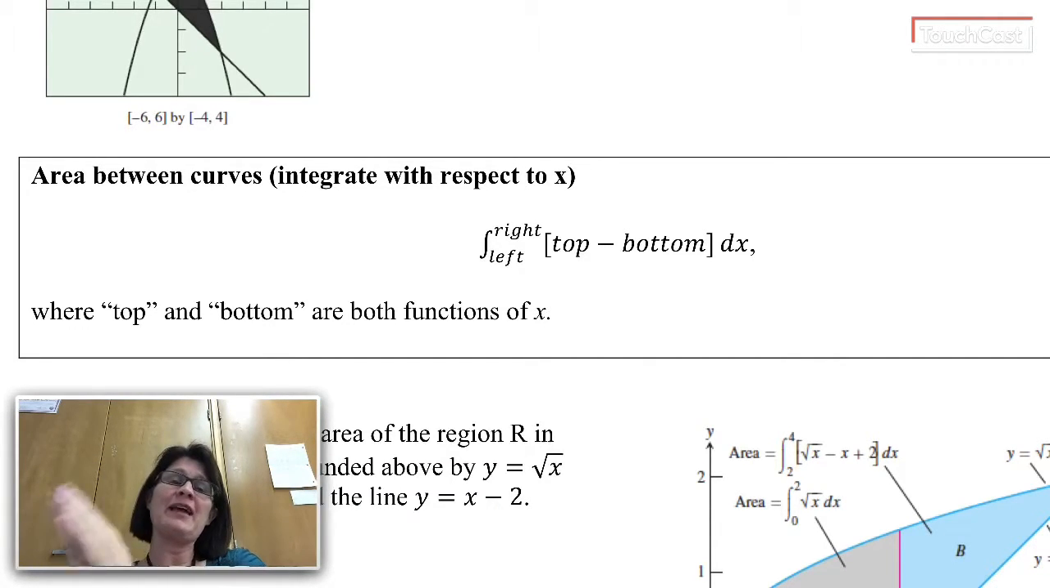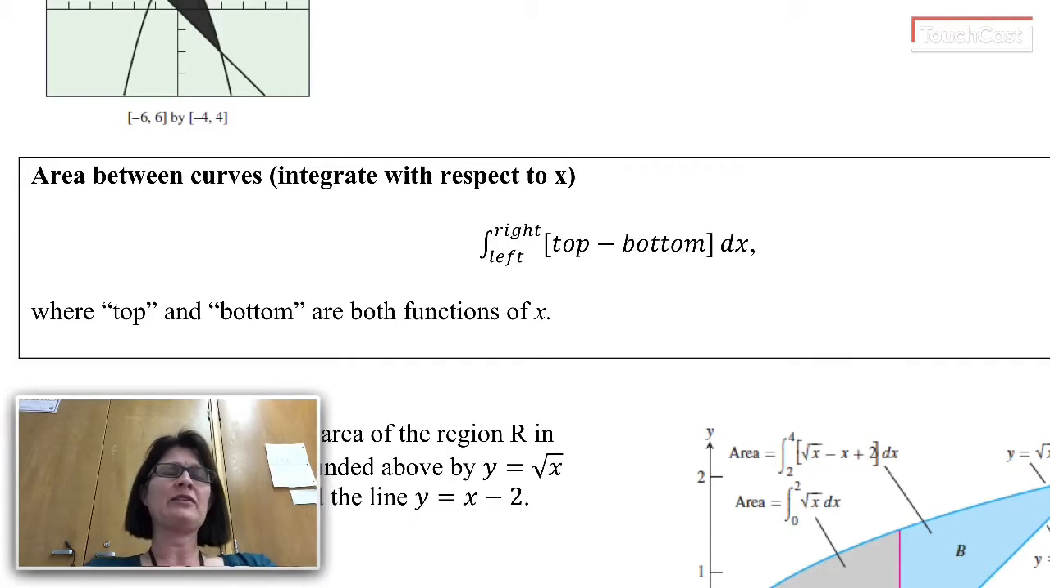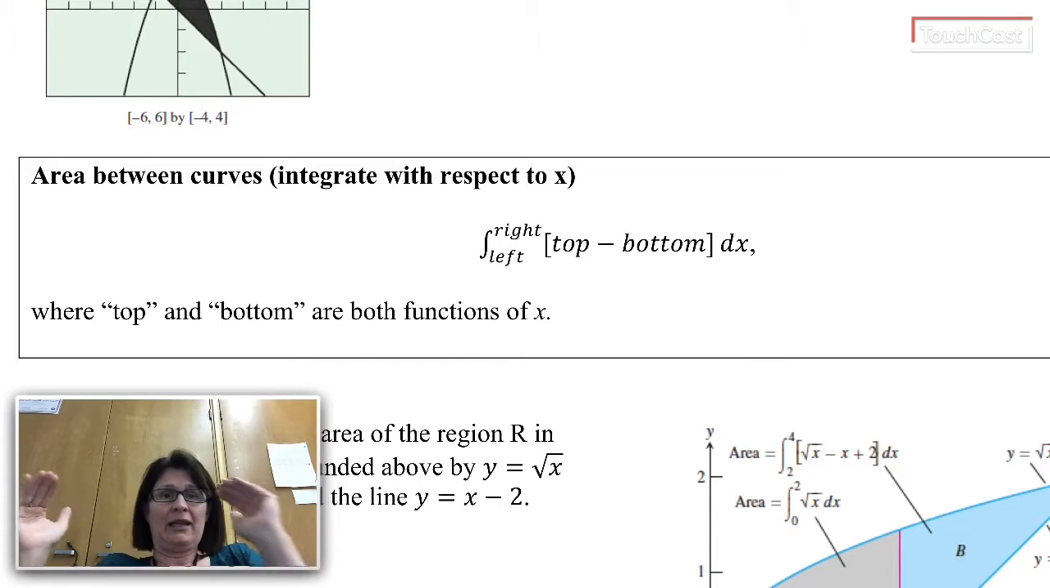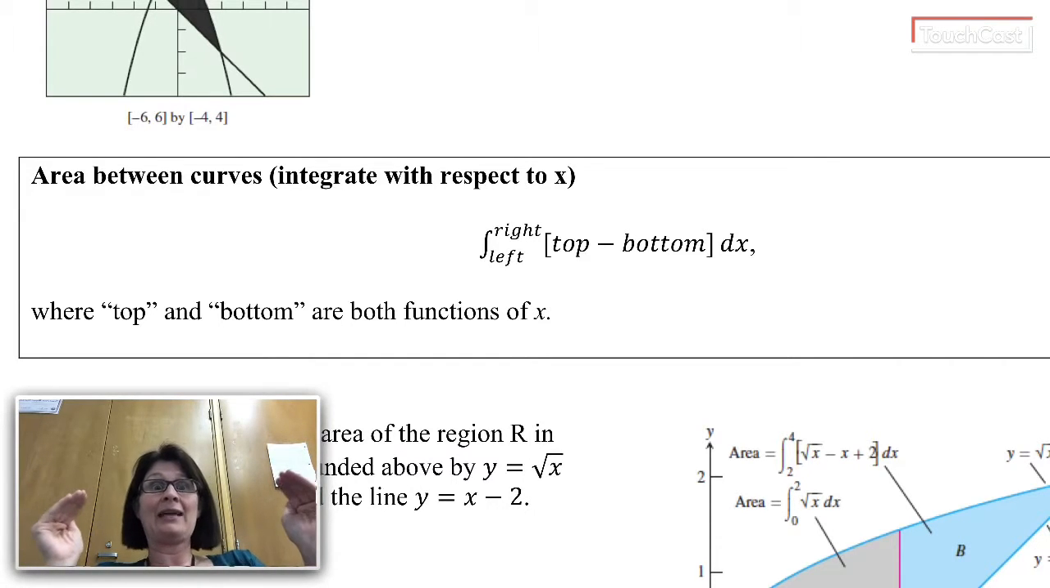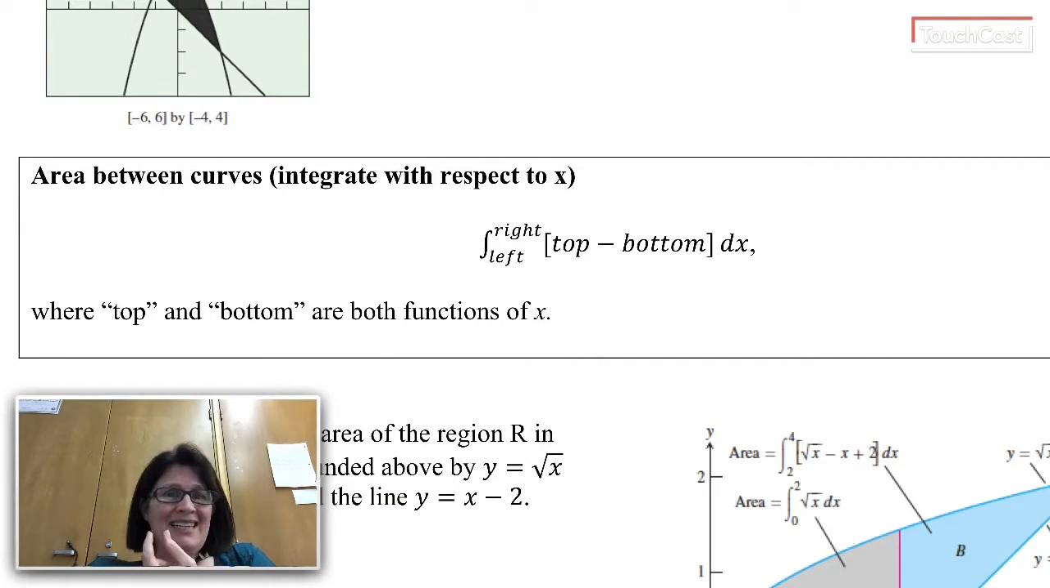You're going to integrate from left to right of top minus bottom dx. And just remember what that is. The left and the right, they're the boundaries, like finding the area under the curve, between the curve and the x-axis, between x equals something and x equals something. They're x values. And the top minus bottom, that's an expression for the height of each rectangle, and dx is an expression for the width of every rectangle.